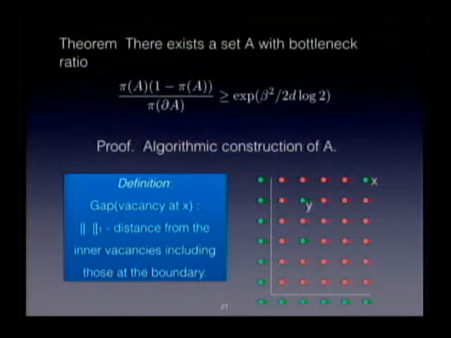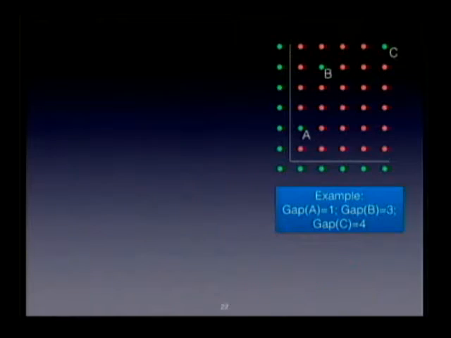So imagine that you have a configuration of 1s, the red guys, and 0s, the green guys. First of all, I define what is the gap of a 0. Unfortunately, gap here has nothing to do with the spectral gap of the dynamics. I say that the gap of a vacancy, of a 0 at x, is the L1 distance from the other zeros in the southwest direction or from the boundary.